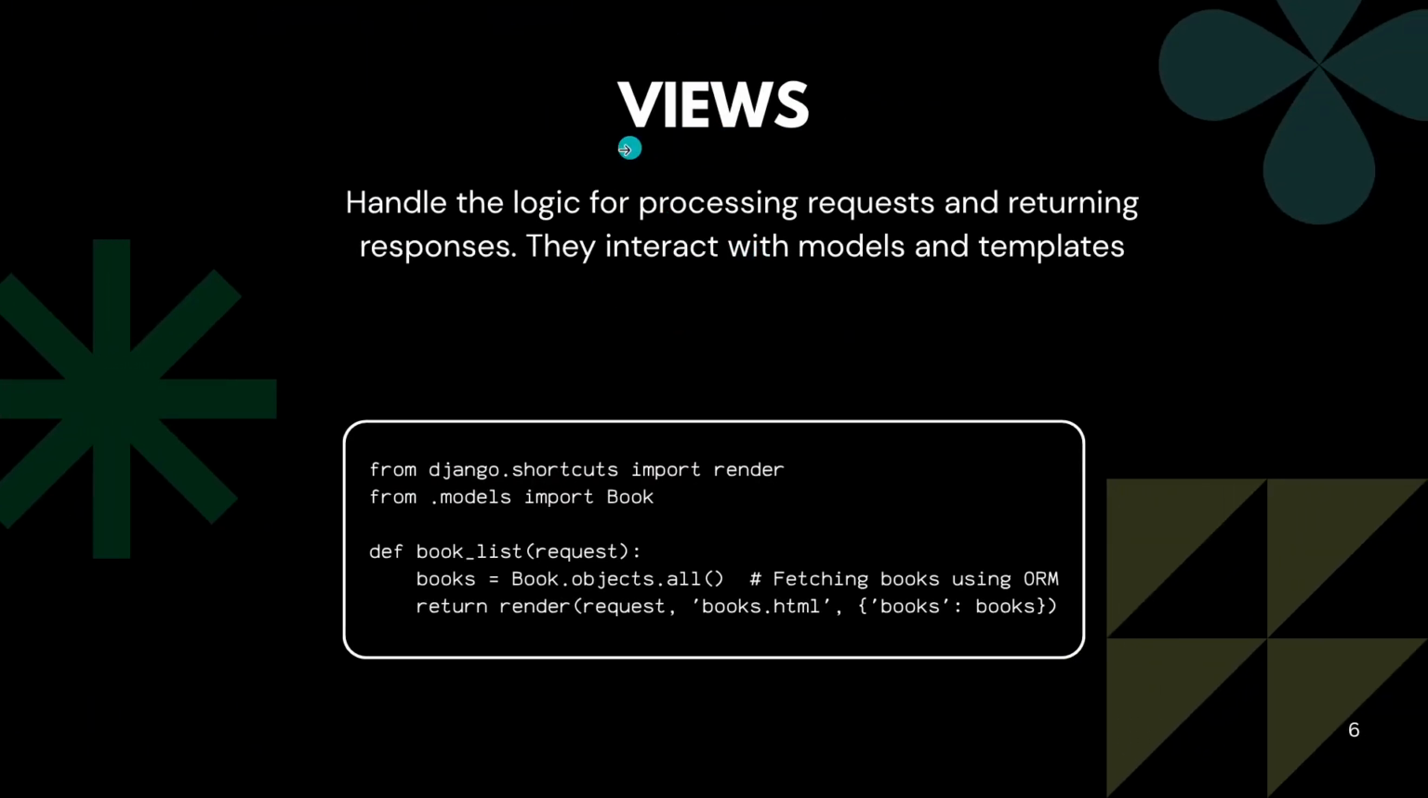Next is views. It handles the logic for processing requests and returning responses. Views interact with the model and the templates. This code snippet shows you a sample view function, book_list, that takes in the request and fetches all the books from the database. Here, render is a function. It takes in your template, it takes in the data, and returns the final HTML response. That response is returned by this view function.